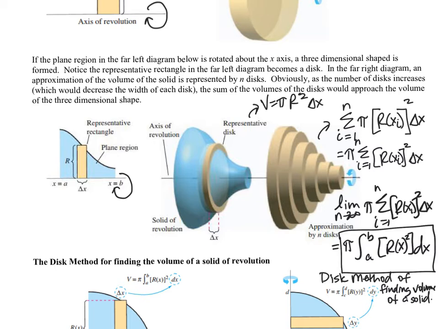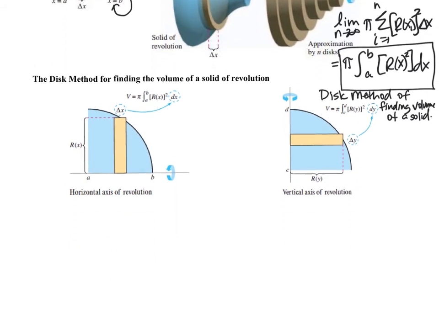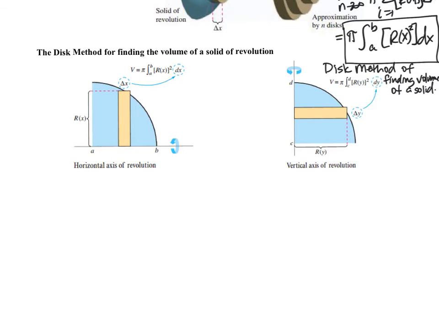So one more time, if we were to take a solid and rotate it about a horizontal axis of revolution, like is happening here, so we have this shape, we're going to rotate it about a horizontal axis. What that leads us to do is integrate with respect to x. So we integrate with respect to x if we are rotating our shape about a horizontal axis.